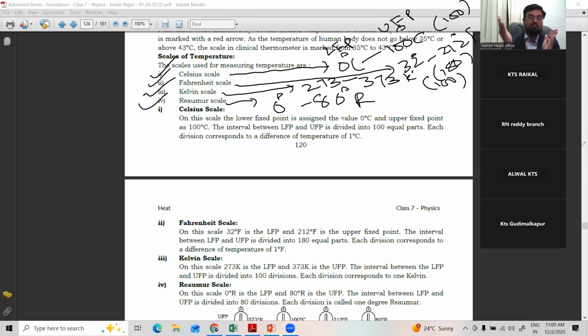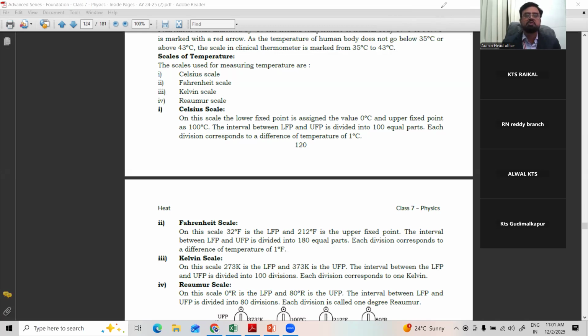The difference between the higher fixed point and the lower fixed point is called the range, meaning how many divisions there are. 100 minus 0 is 100. 212 minus 32 is 180, so 180 divisions. On the Fahrenheit scale you can find 180 divisions: 32, 33, 34, 35, 36 up to 212. The Kelvin scale starts with 273, 274, 275 up to 373, a total of 100 divisions. The Romer scale starts from 0 to 80. So those are the lower fixed points and upper fixed points of the different thermometer scales.